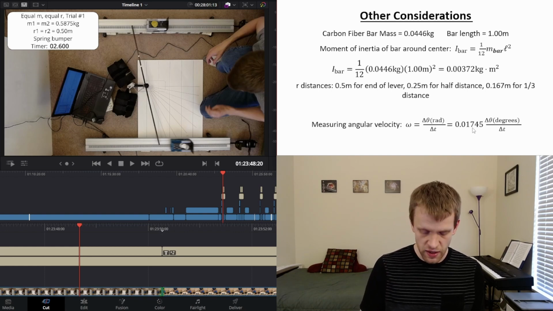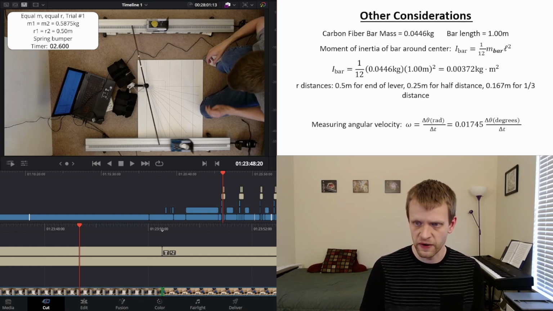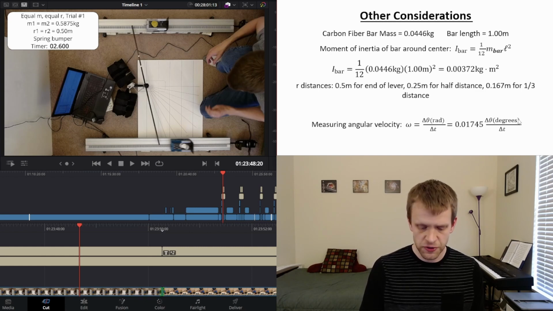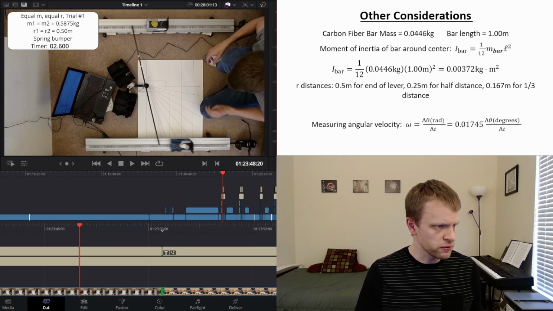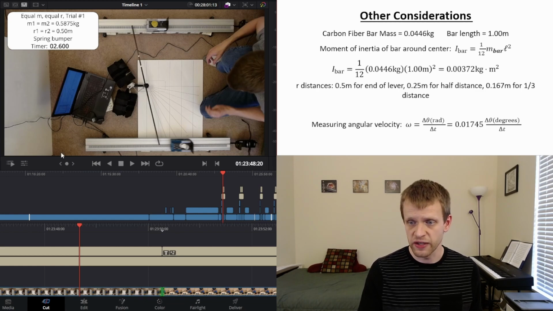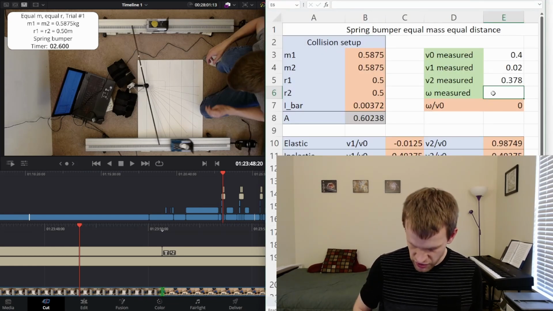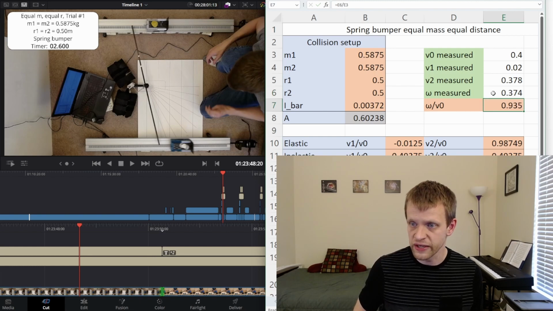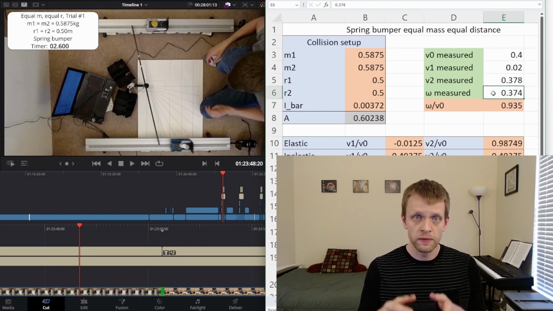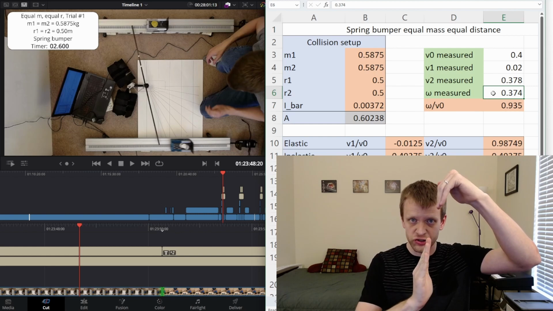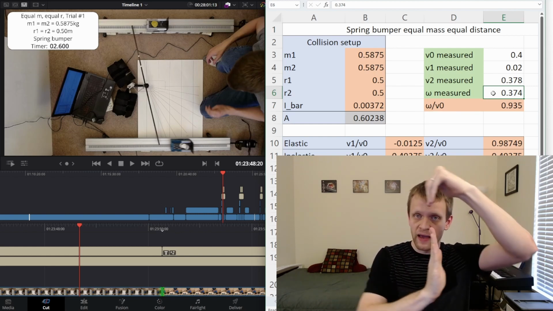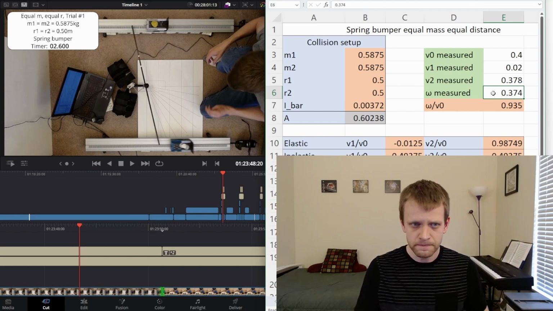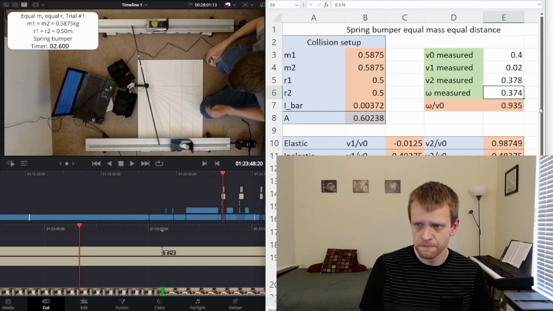So we type in 0.01745 times 10 degrees divided by that time that we just calculated. And when I plug this in, I got 0.374 radians per second. So let's add that in as 0.374 radians per second. Okay? So that will account for how much angular momentum and how much energy that bar is absorbing as it goes through that particular rotation. Couple of things about this measurement.